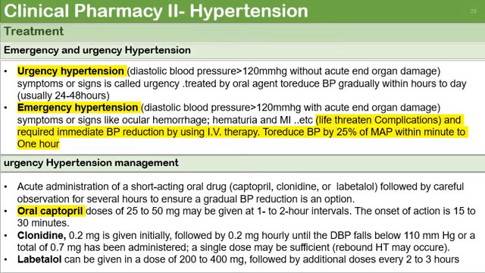Drug use: oral captopril, dose 25 to 50 milligram, given at 1 to 2 hour intervals. The onset is within 15 minutes. Clonidine 0.2 is given initially, then 0.1 hourly until the diastolic blood pressure is below 120, or sometimes a total dose of 0.7 milligram is administered as a single dose. Labetalol can be given at a dose of 200 to 400 milligram, followed by additional doses every 2 to 3 or 4 hours to reduce blood pressure.